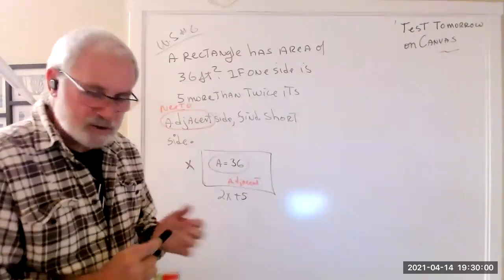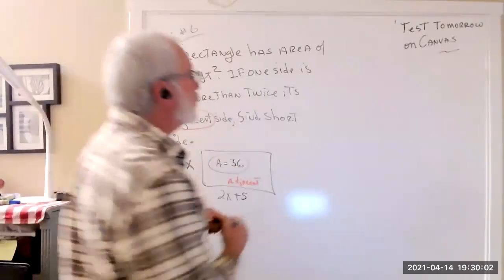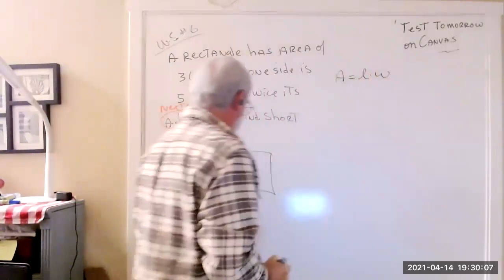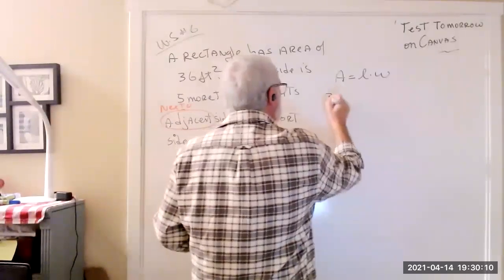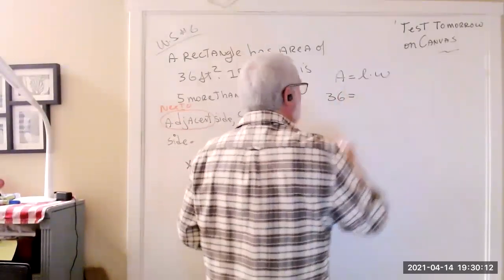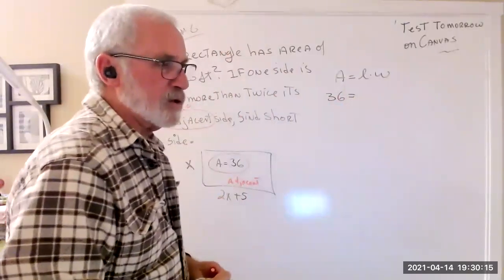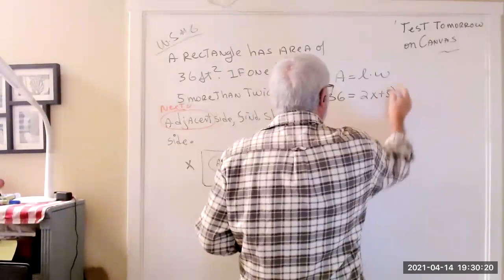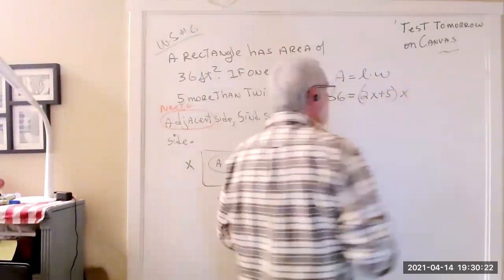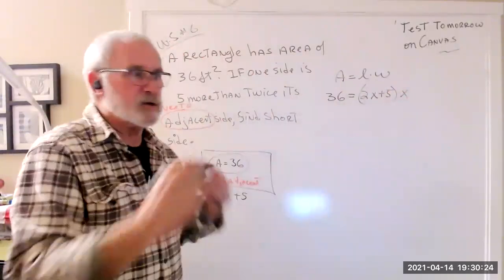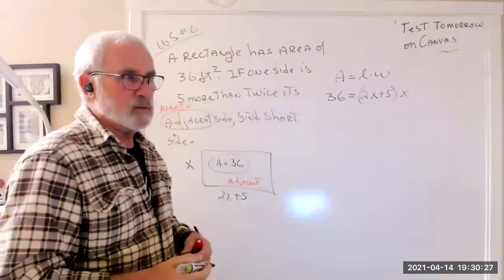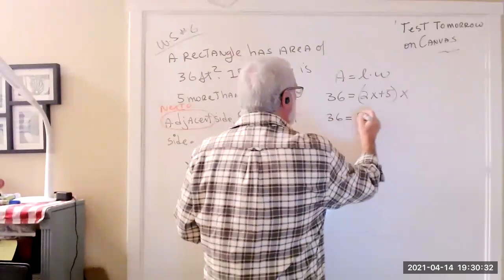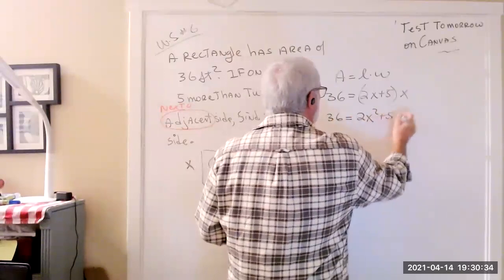Okay, so using the formula, area is length times width. We know that 36 is, and by the way, it doesn't matter who the length is and who the width is. Nobody cares, but it's 2x plus 5 times x. Length and width are interchangeable. So this becomes 36 equals 2x squared plus 5x.